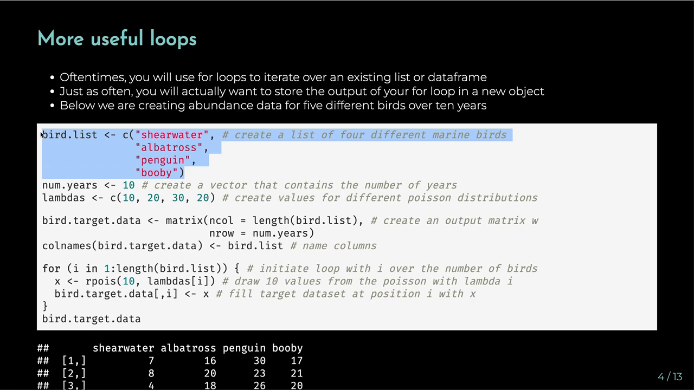So I'm creating an element that's called bird list first, and it has 4 different bird names: shearwater, albatross, penguin, and booby. And then I'm specifying that the number of years shall be 10. And then what I'm doing right here is I am creating lambda values. That's just one of the values that the Poisson distribution takes to create random values. You don't necessarily have to be too concerned about this. Just know that I am creating this right here.